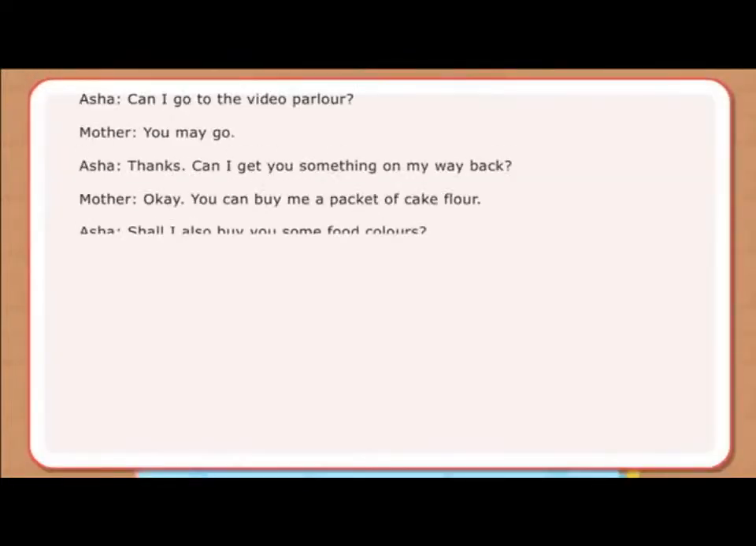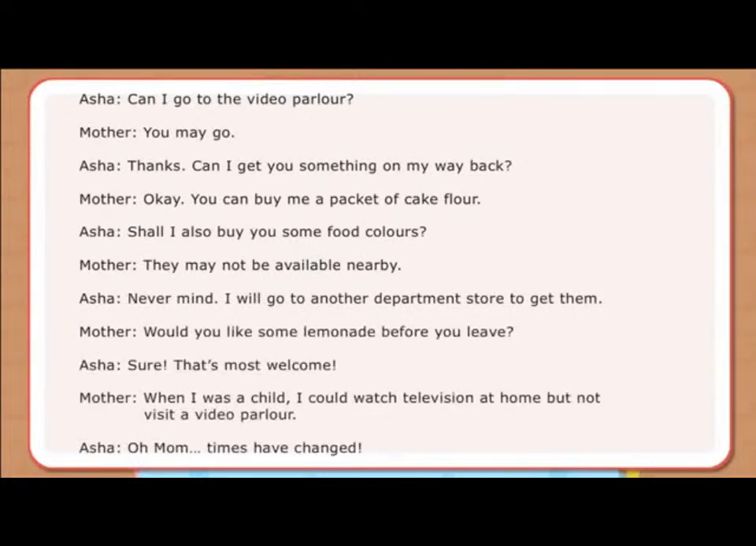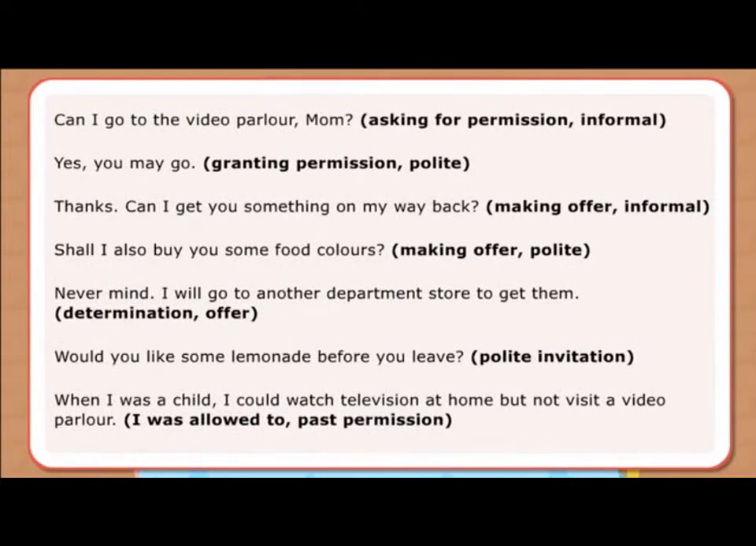The conversation between mother and daughter uses modal verbs of permission, offer, and invitation. Here are some examples of sentences. Can I go to the video parlor, Mom? Yes, you may go. Thanks. Can I get you something on my way back? Shall I also buy you some food colors? Never mind. I will go to another department store to get them. Would you like some lemonade before you leave? When I was a child, I could watch television at home but not visit a video parlor.